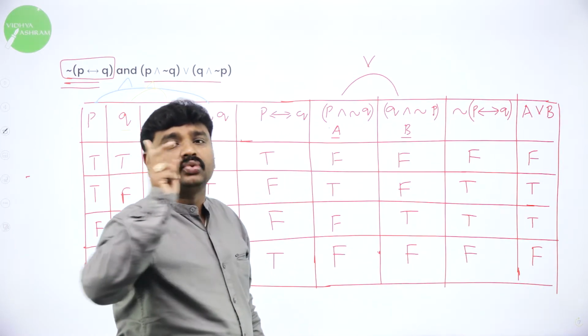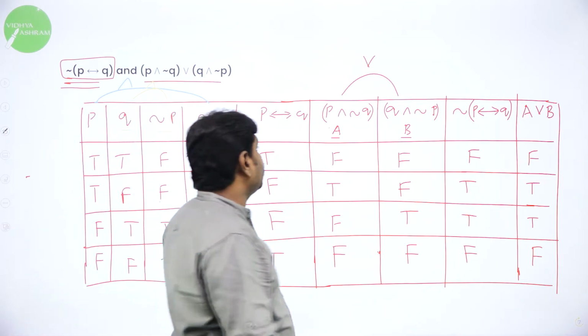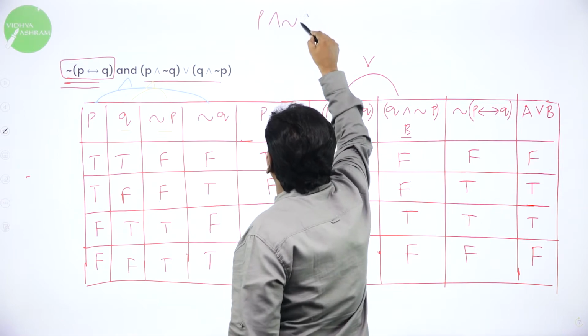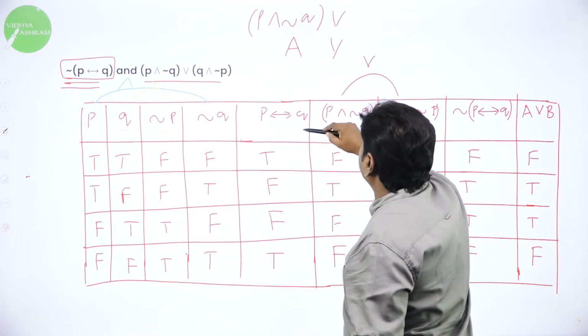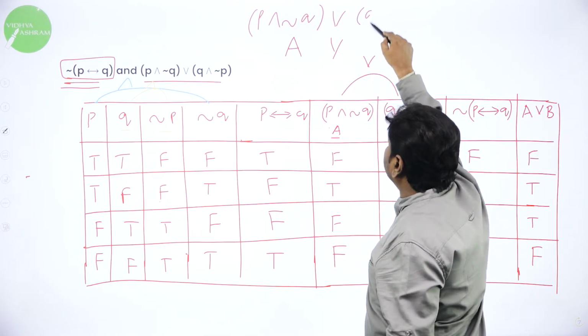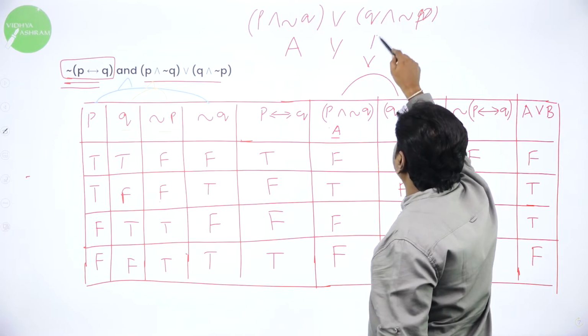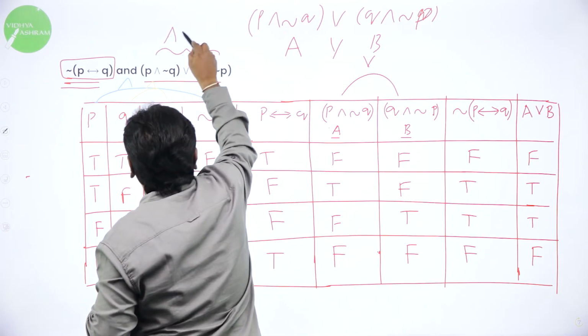Now observe the truth table. So first compound proposition, see, now there is a big compound proposition P and not Q. I called this A. In between we have symbol R. Here I wrote R. And second compound proposition Q and not P, I am calling it B. So this whole thing I am compressing as A R B.